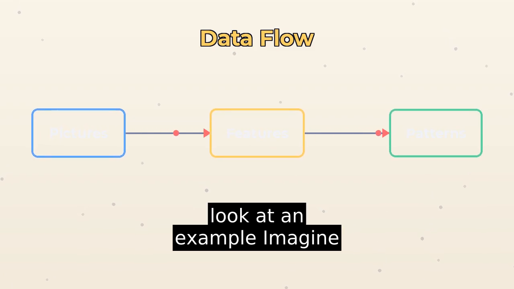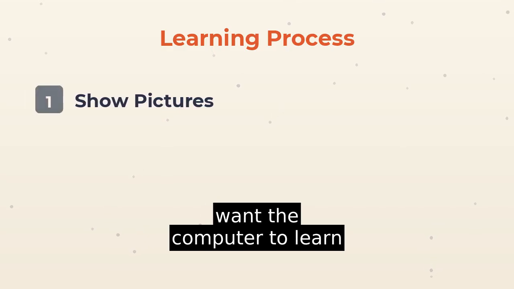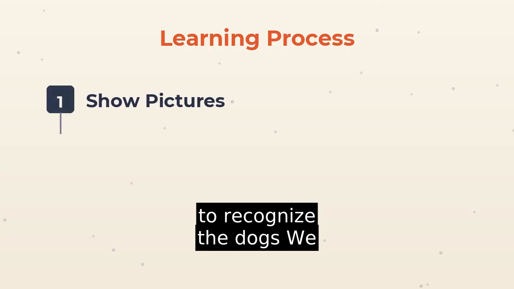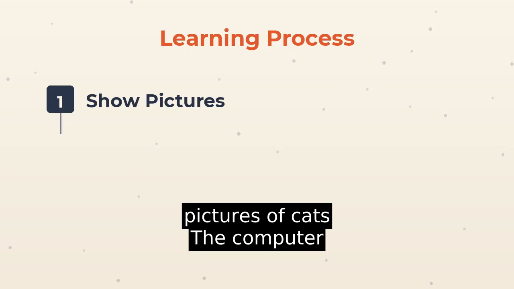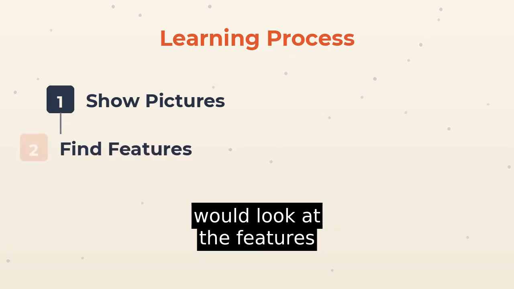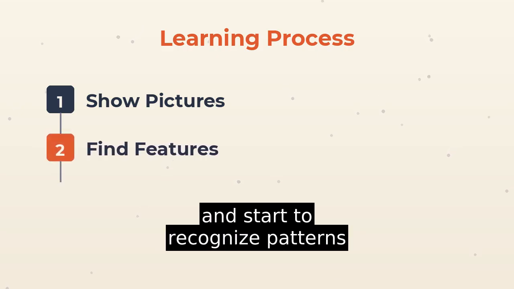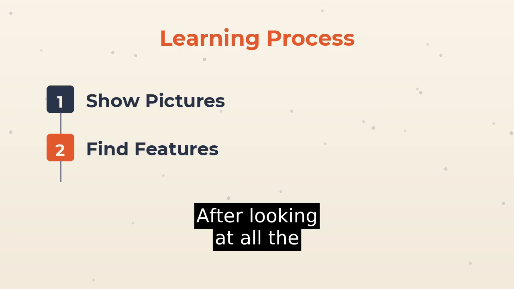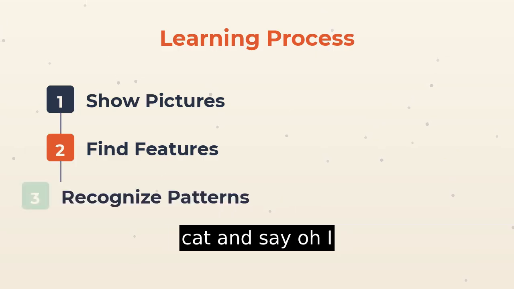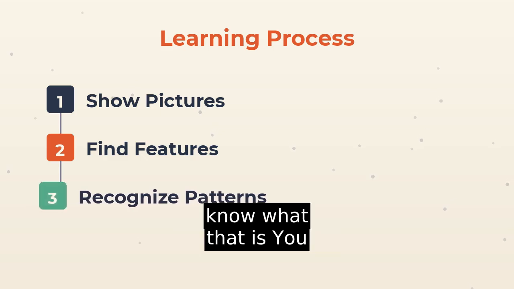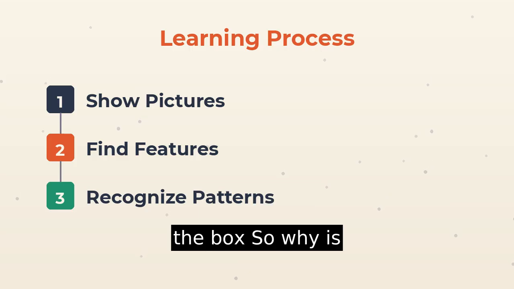Let's look at an example. Imagine we have a dataset of pictures of animals, and we want the computer to learn to recognize the dogs. We would show the computer 100 pictures of dogs and 100 pictures of cats. The computer would look at the features of each picture, like the shape of the ears or the color of the fur, and start to recognize patterns. After looking at all the pictures, the computer would be able to recognize a new picture of a dog or cat and say, "Oh, I know what that is." You can think of it like the computer is learning to recognize a new toy in the box.